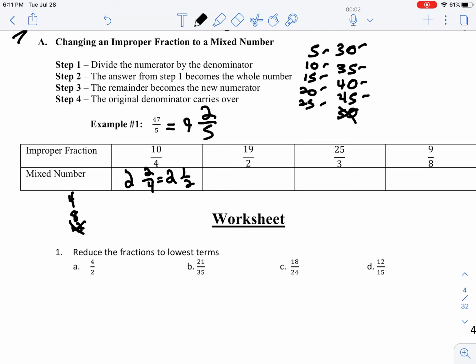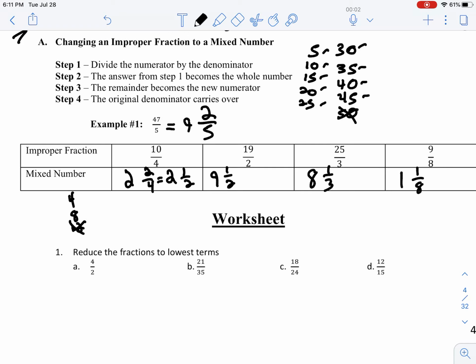Okay, 2 into 19. Well, 2 into 19 goes 9 times for 18 with 1 remaining. 3 goes into 25 8 times for 24 with 1 remaining. 8 goes into 9 1 time for 8 with 1 remaining. And those are my answers.